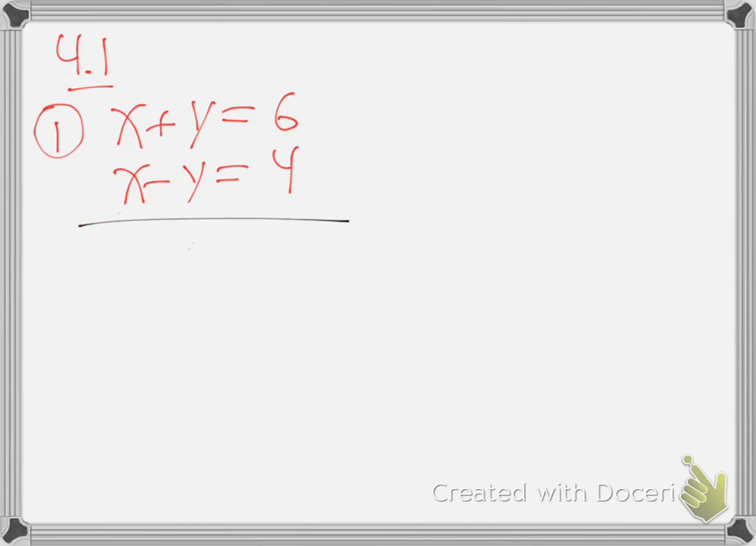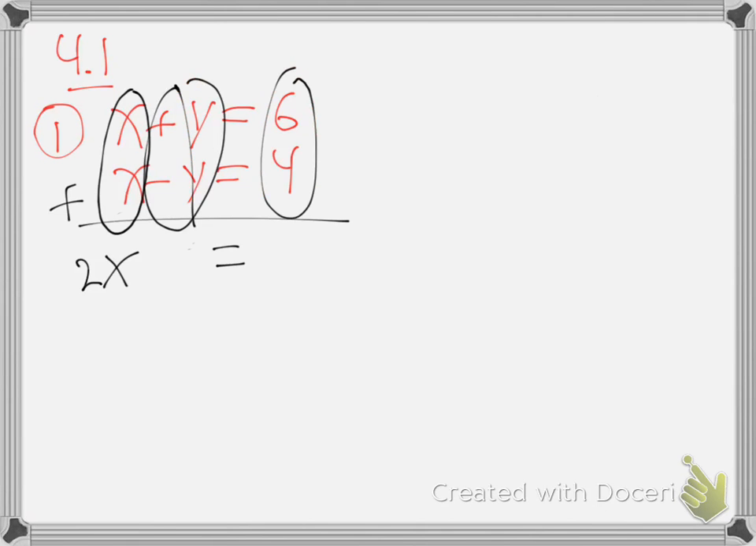Plug one in the other. We added them one time. Yeah, we did some plug one in the other methods, and then we also did the add them up method. Let's do the add them up way. Add straight up and down. What is x plus x? 2x. And what is positive y and negative y? Cancel each other. And what is 6 and 4? 10. So notice y dropped out.